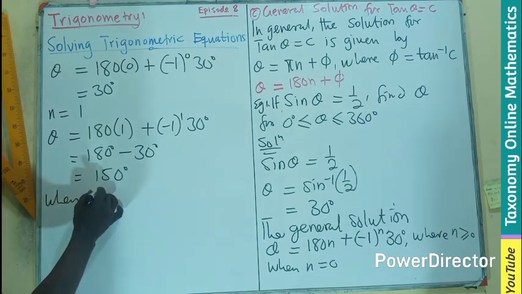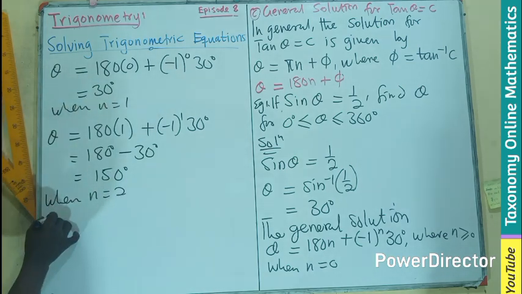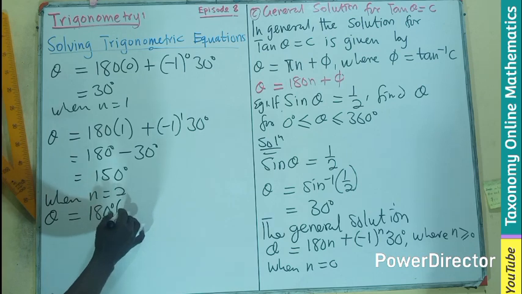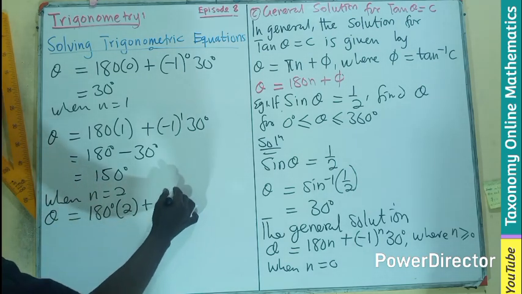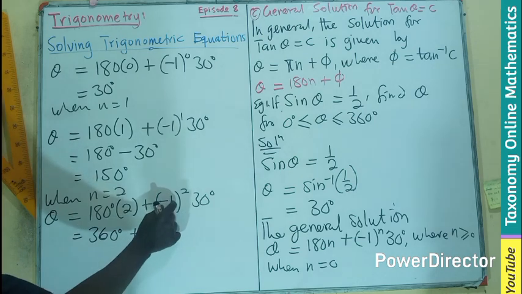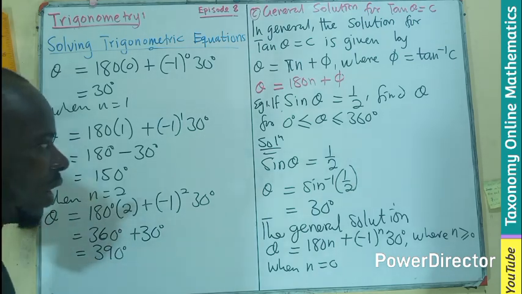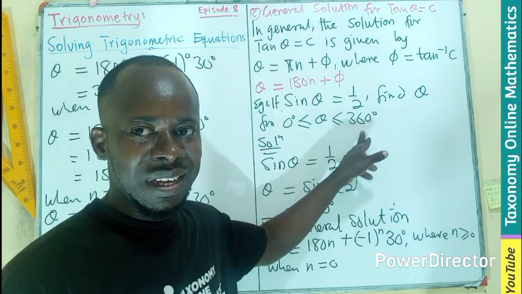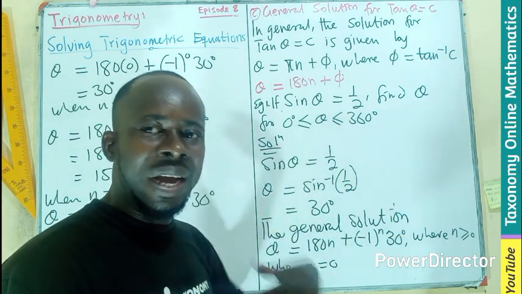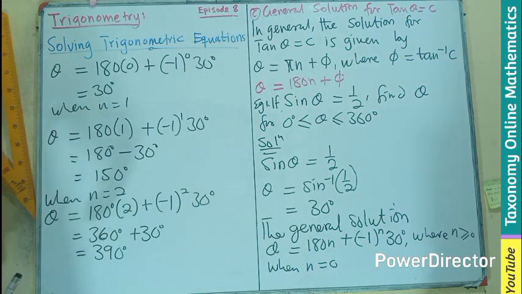Then when n is now 2, what do we do? We have theta equals 180 times 2 plus negative 1 raised to the power 2 times 30 degrees. Remember, this is going to be 360. This will be positive 1 times this. That will give you that. So this will also give you 390 degrees, which is also positive. But we are looking for the range up to 360. So if I go for n being 3, I'll get a value far, far bigger than 390. So I have to stop here and indicate the value of what?